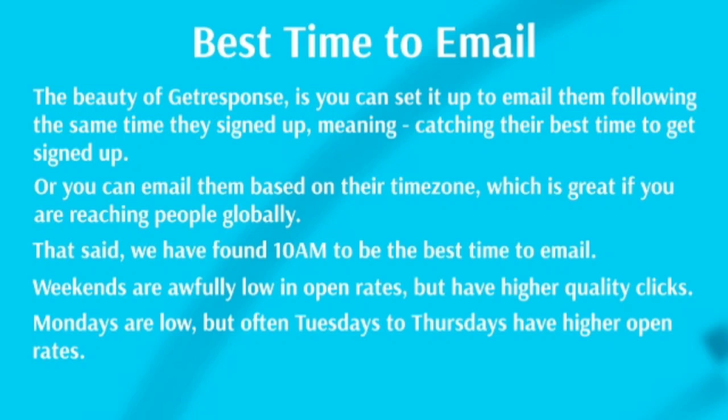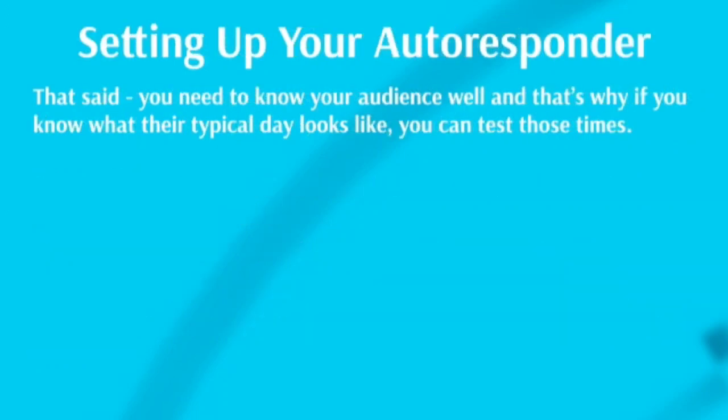Now, if you want, you can go to Google and type in the best time to email your audience in a specific niche, and you might actually get that data. Because a lot of the email autoresponder services out there will actually collect this data and provide that to you. Like I said, at the end of the day, you don't really know, unless you really know your audience and you know what their typical day looks like.